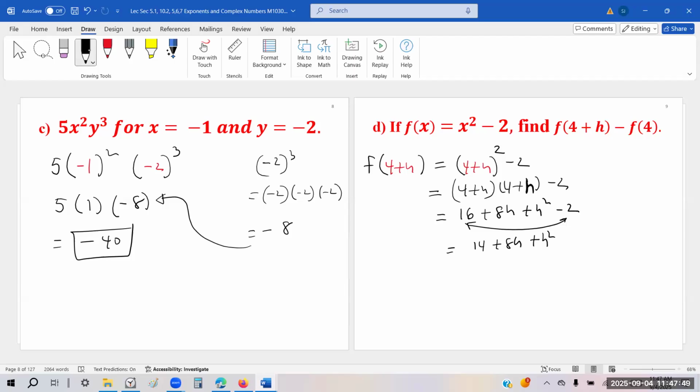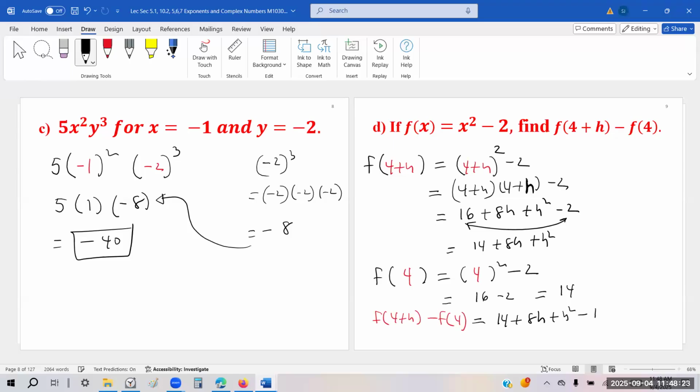And then what do you do? F of 4, or minus. So we replace x with 4, 16 minus 2, 14. So f of 4 plus h minus f of 4. What do I write? 8h plus h squared, or h squared plus 8h.